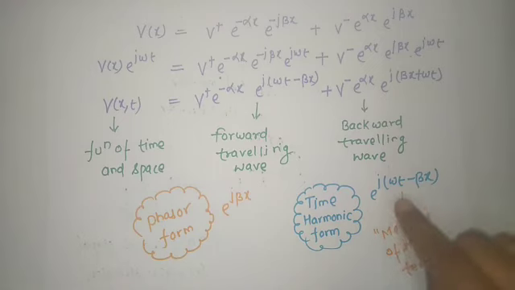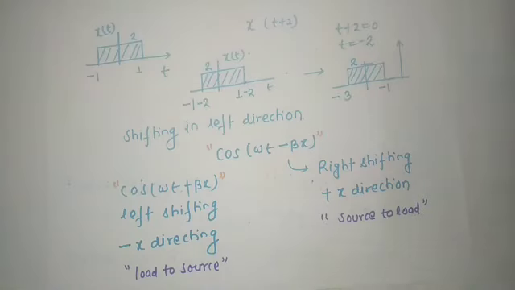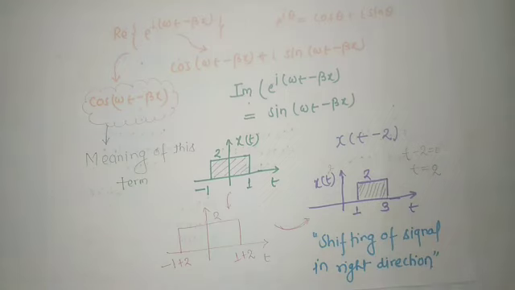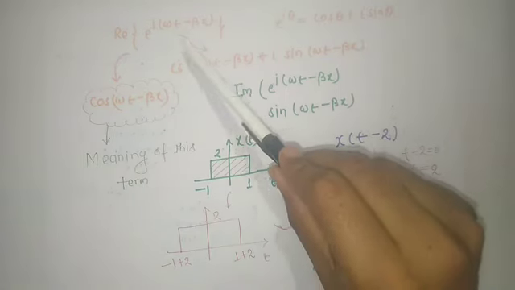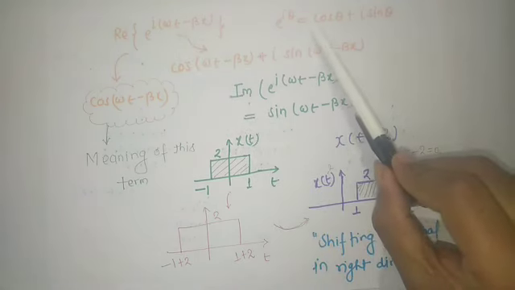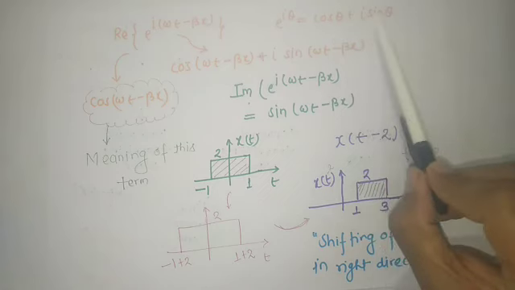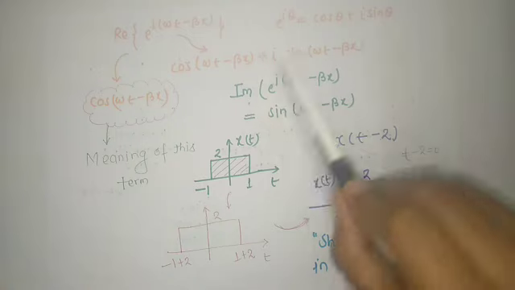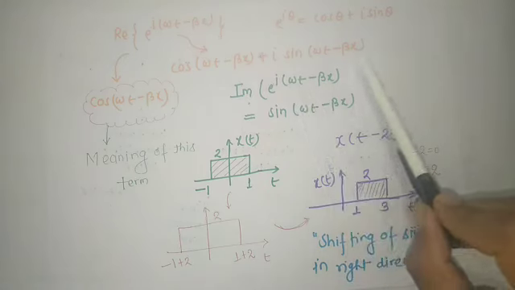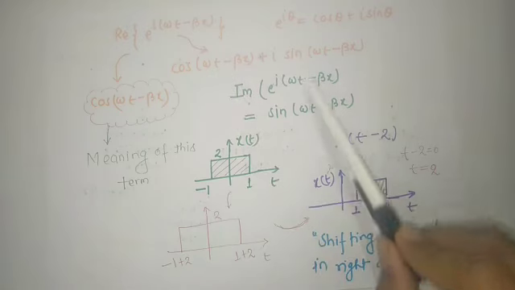Okay, so let's try to understand the physical significance of this term. What is the meaning of this one? Real of e power j omega t minus beta x. Can you write e power j theta as cos theta plus j times sin theta? This cos theta is the real part and sin theta is the imaginary part. In the same fashion, I can write cos of omega t minus beta x plus j times sin of omega t minus beta x. So this one is the real term and this one is the imaginary term.